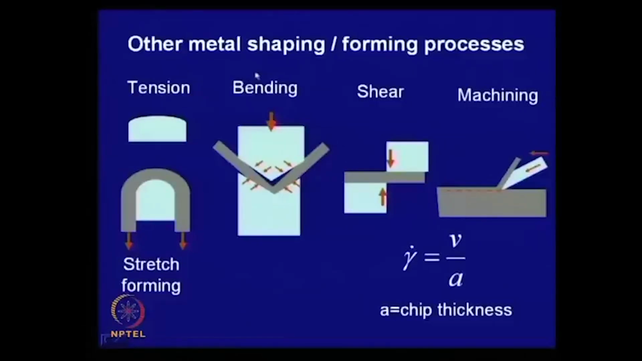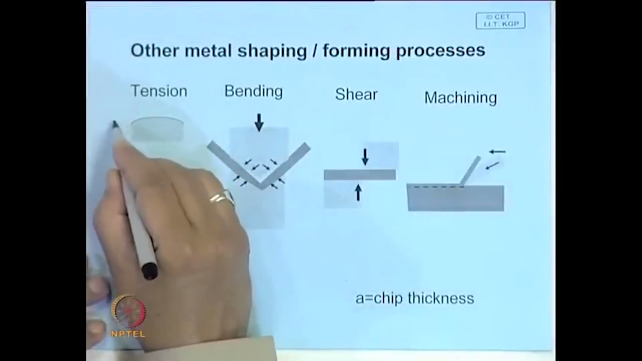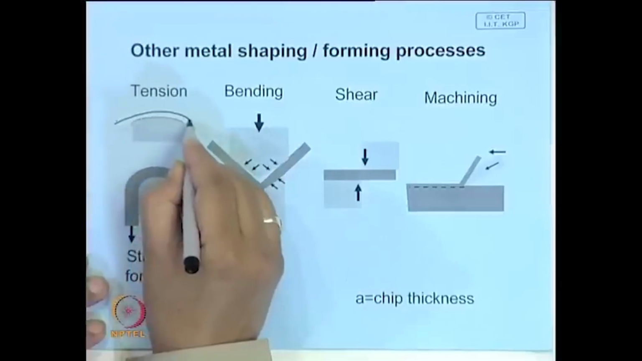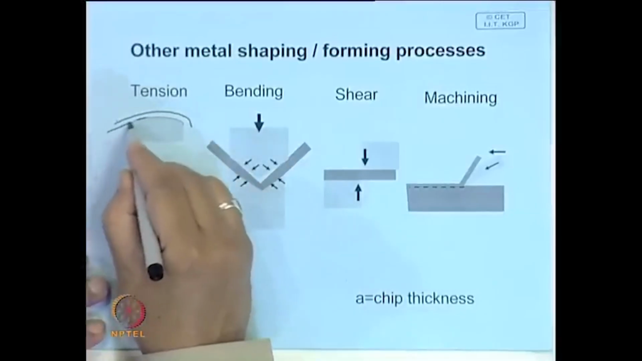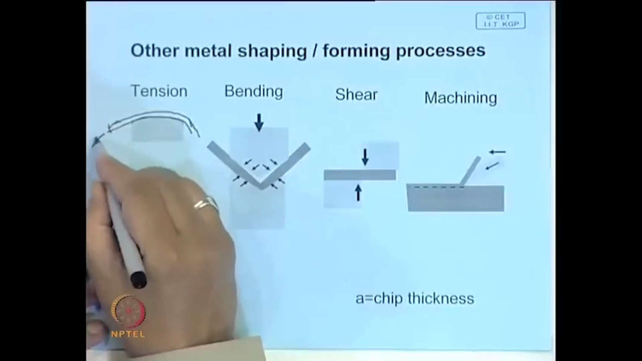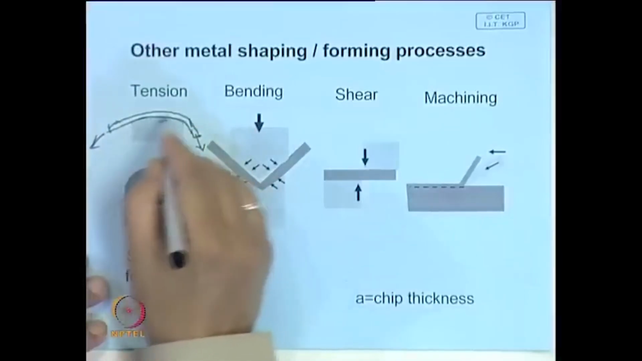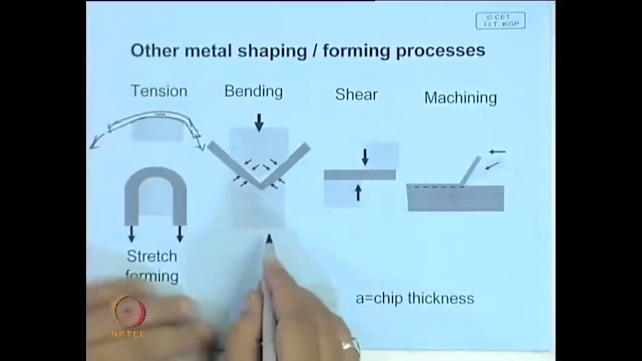The other metal shaping and forming processes listed here include stretch forming. Here is a die, and with the help of the die you put this sheet and try to stretch it over the die. So, here the main applied force is also tension.